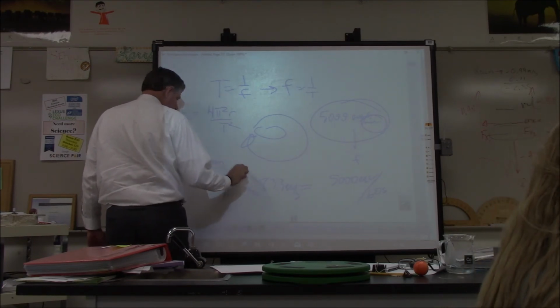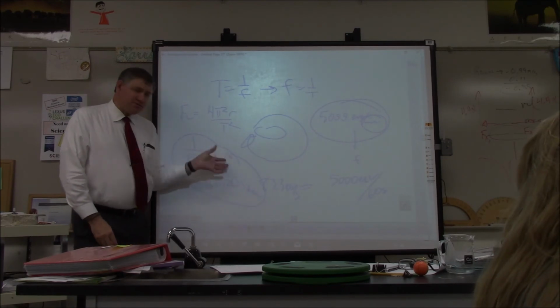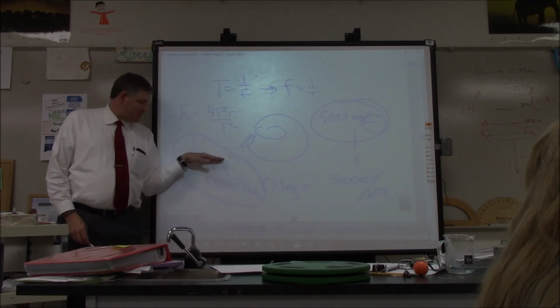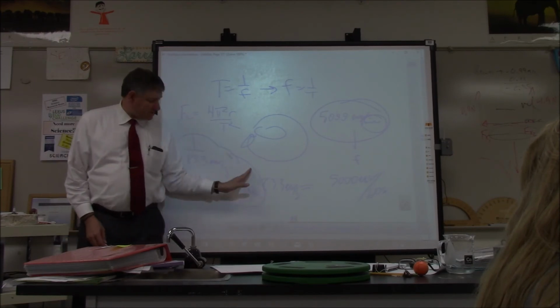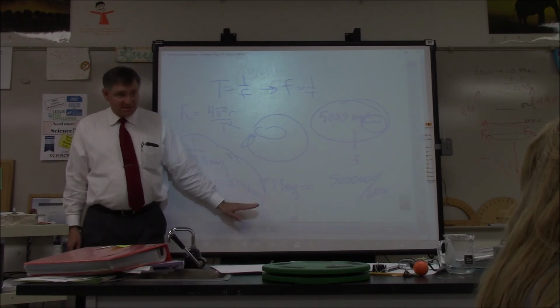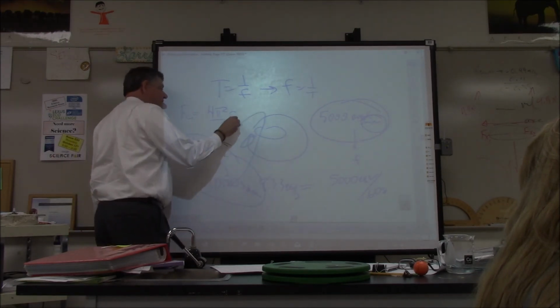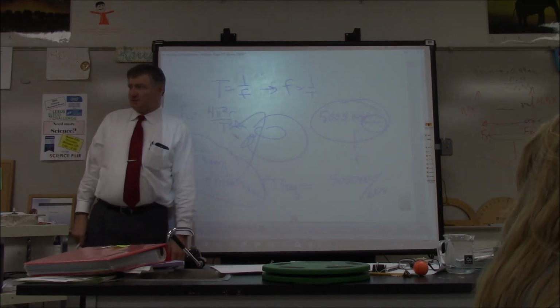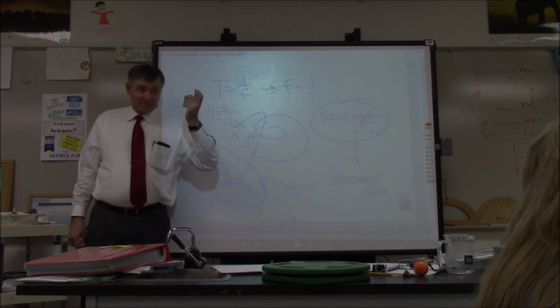So this is where the magic happens. When you take the inverse of this, the revolutions stay down here, the seconds flip up, and it becomes seconds per revolution. This now is the period. So this is what you can slam into this equation up there. Period and frequency are inverses of each other.